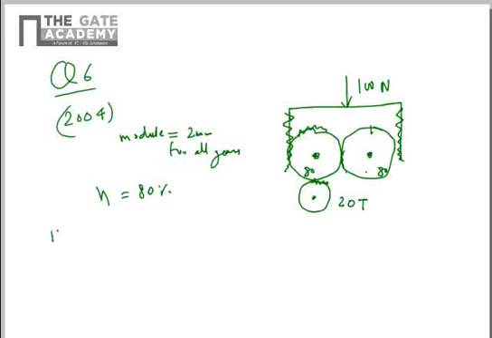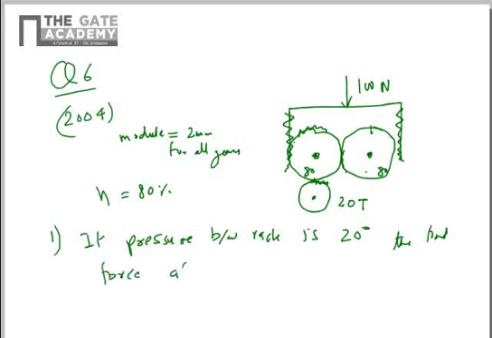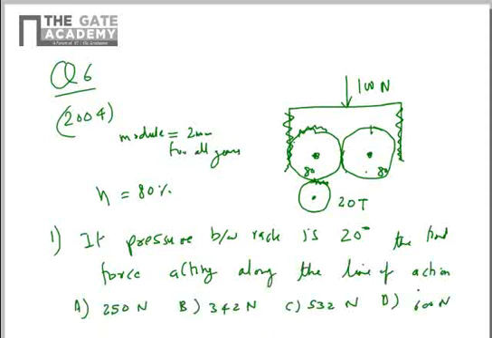Now this is a two-part question. The first part being asked is that if the pressure angle between the rack and the gears meshing with the rack, this means these two driven gears, is 20 degree, then find the force acting along the line of action. And these are the four options given: 250 Newton, 342, 532, and 600 Newton.